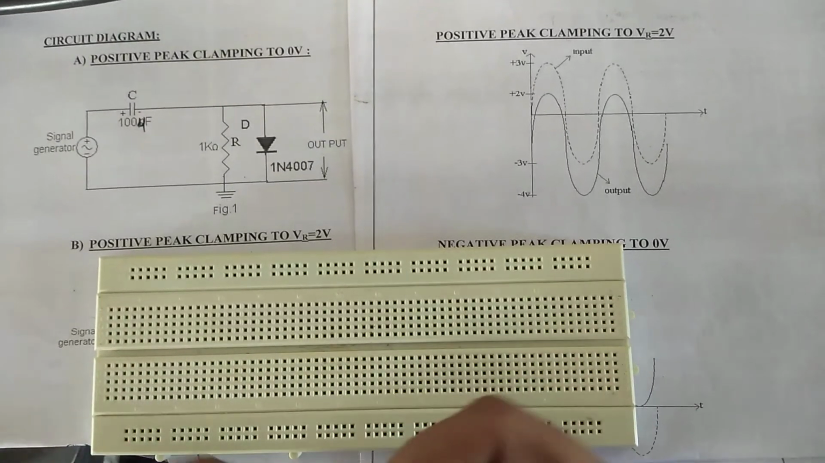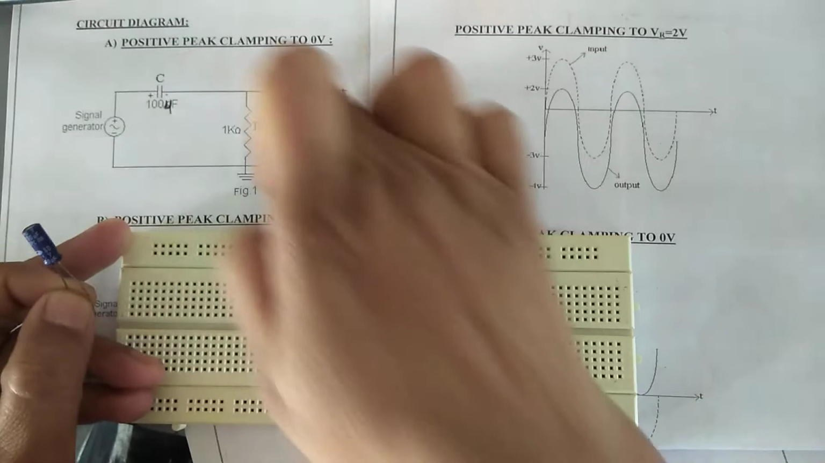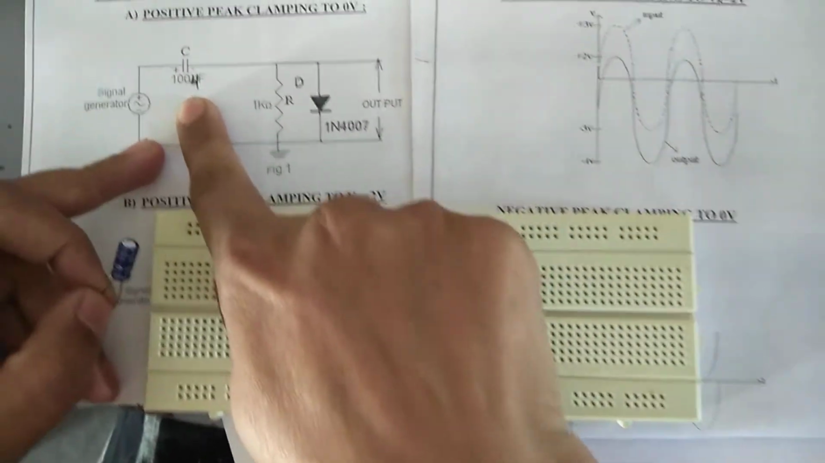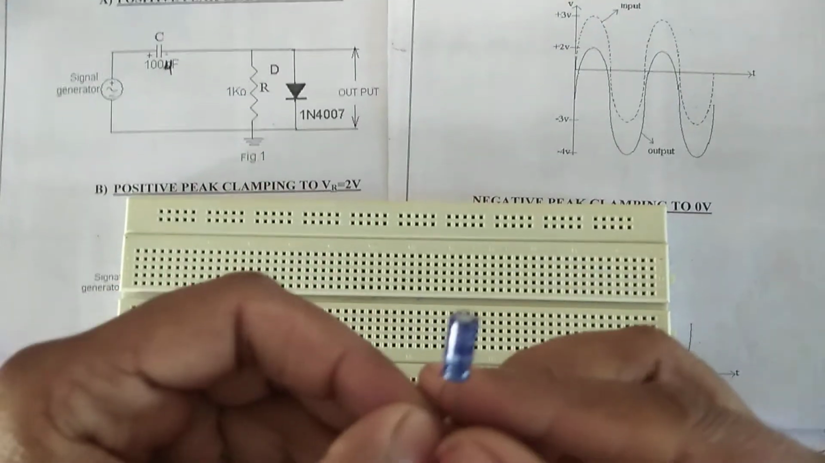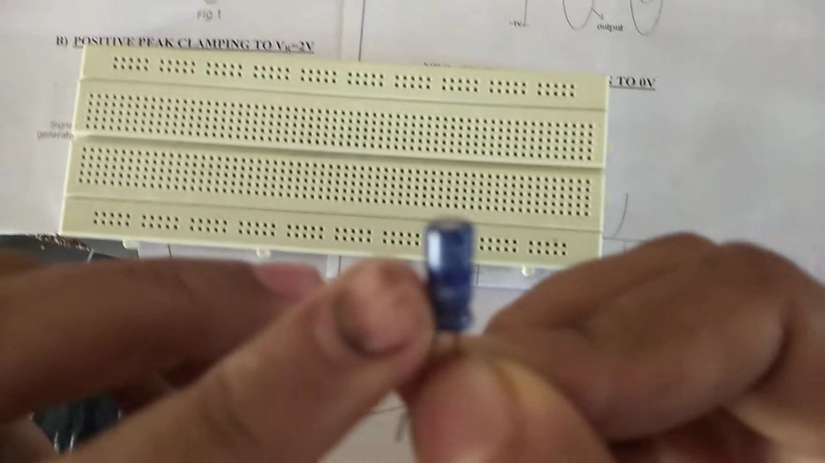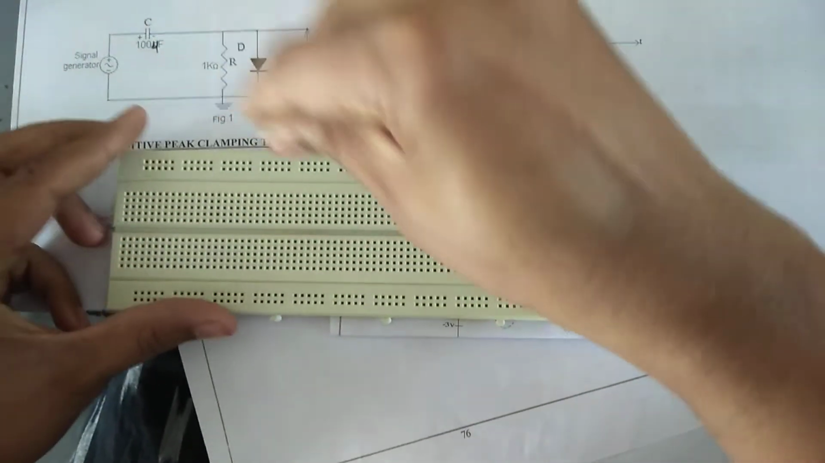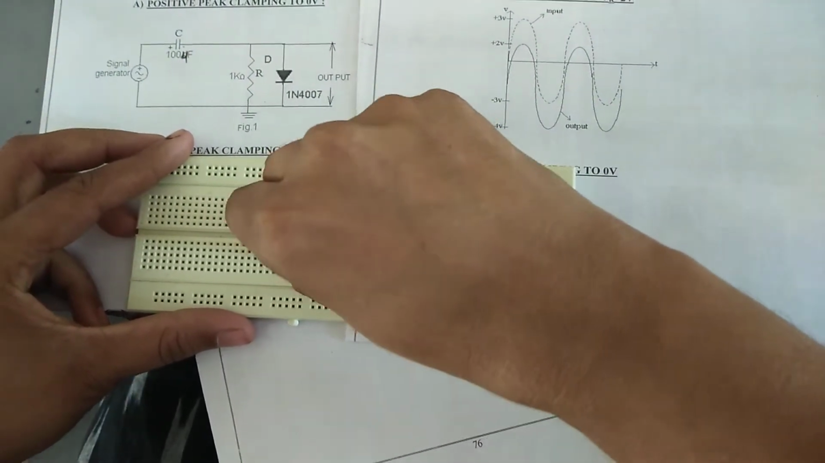So now practical session. Observe here. Connect the circuit as per the circuit diagram on the breadboard. Okay. So first here the capacitor is there. Its value is 100 microfarads. So observe here, it's a 100 microfarad capacitor. So connect the circuit as per the circuit diagram.